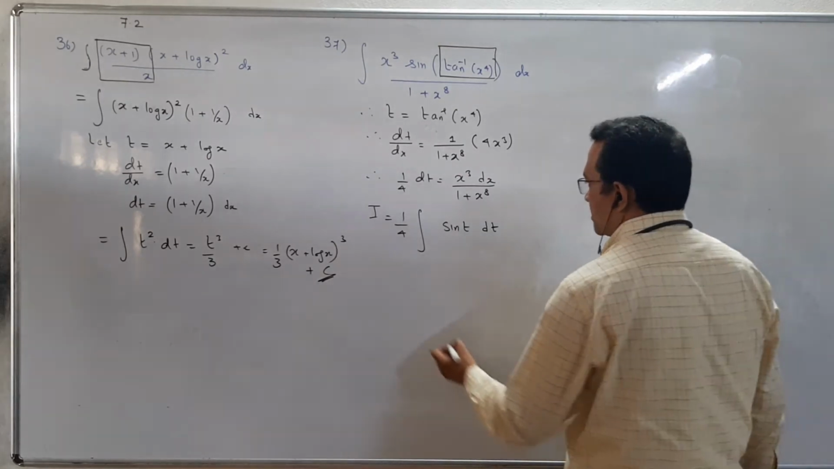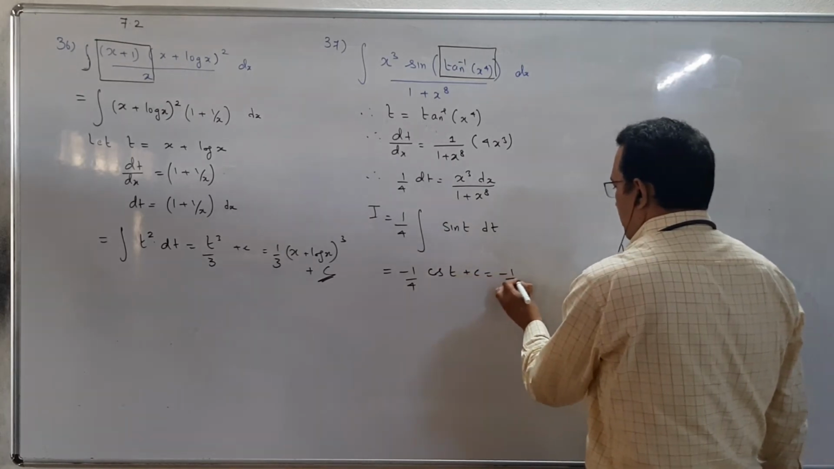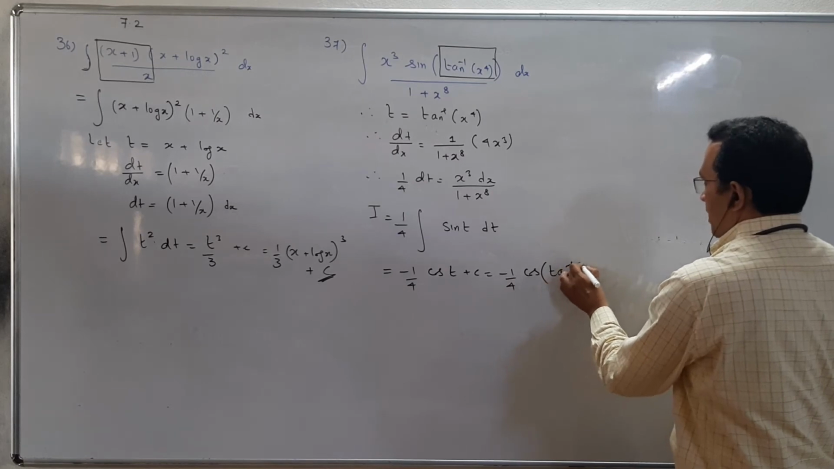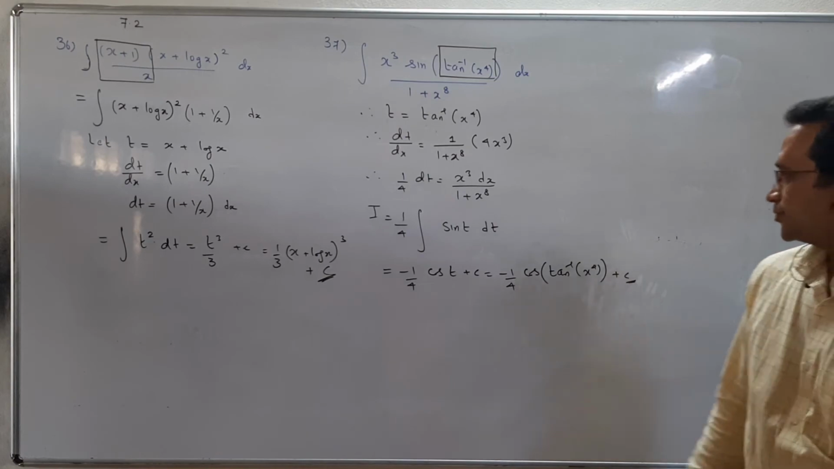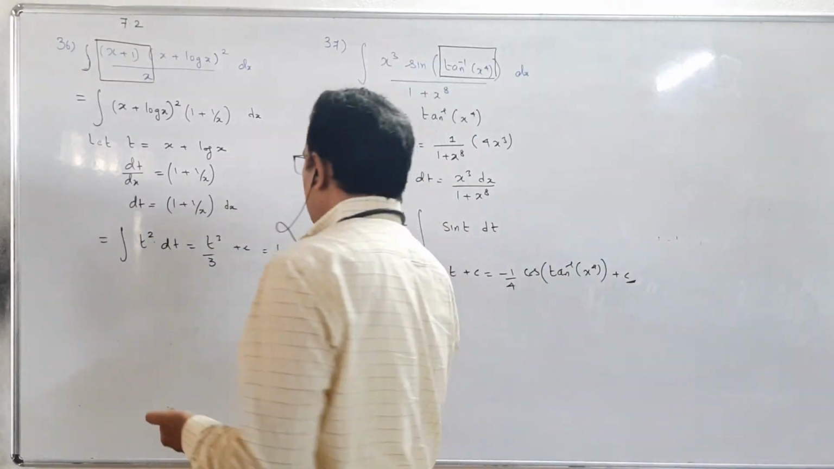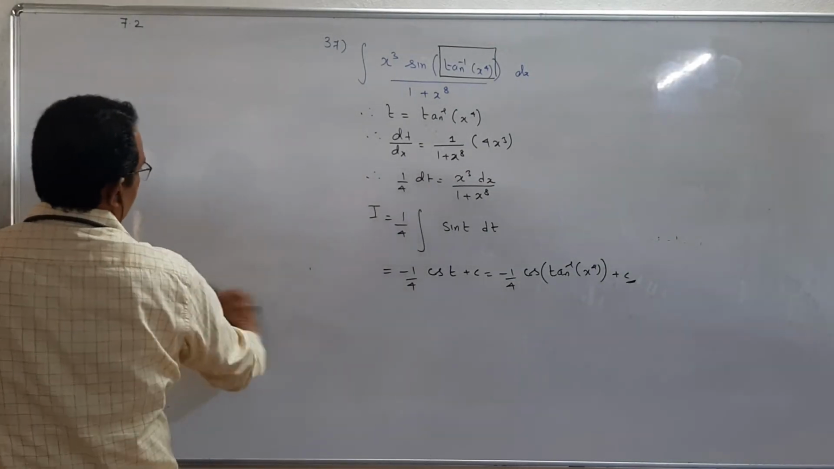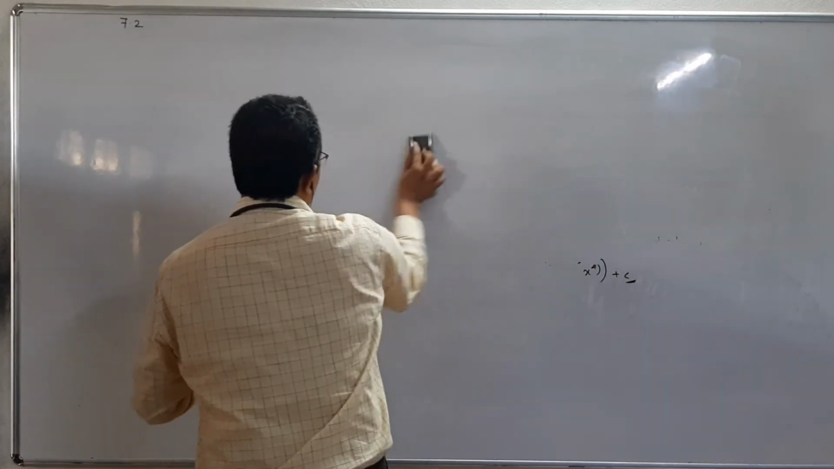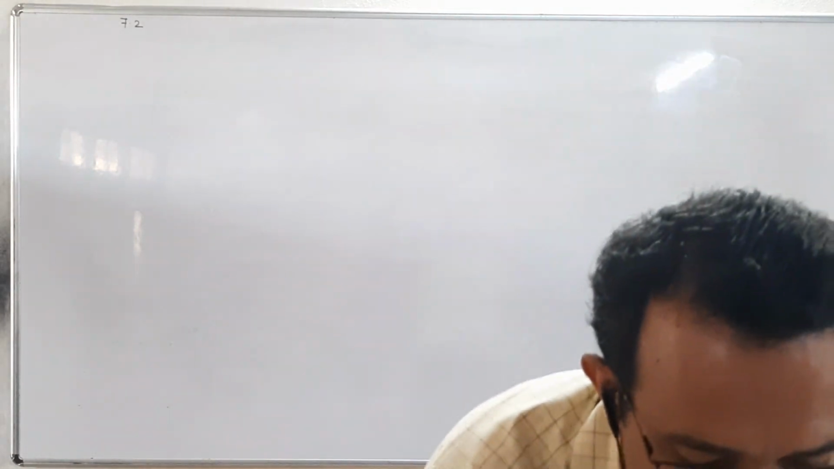So the value of the integral is 1 by 4 outside, sine of t dt. Integration of sine is minus cos, so minus 1 by 4 cos of t, where t is replaced by tan inverse of x raised to 4, plus c. So now, students, I think it is crystal clear that in the matter of substitution, always suppose such a term whose derivative can be rearranged in the sum.